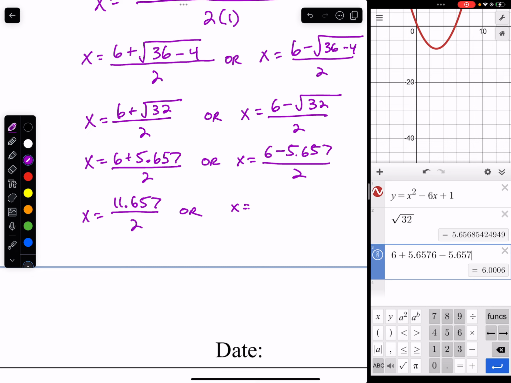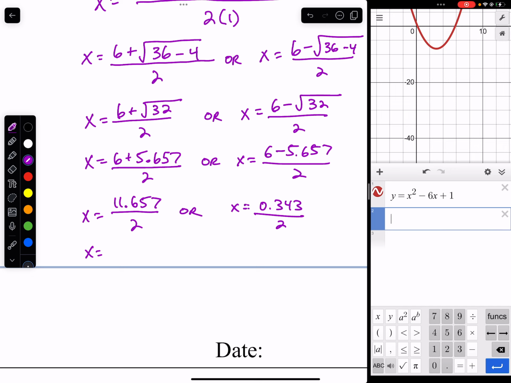5.657. Whoops. I'll get rid of this stuff here. And I get 0.343, all divided by 2. So my final two answers are 11.657 divided by 2, which is about 5.826, we'll call it, when I round.